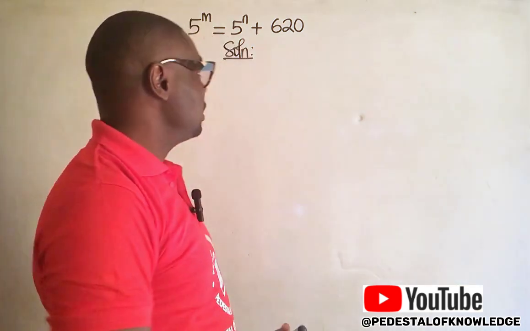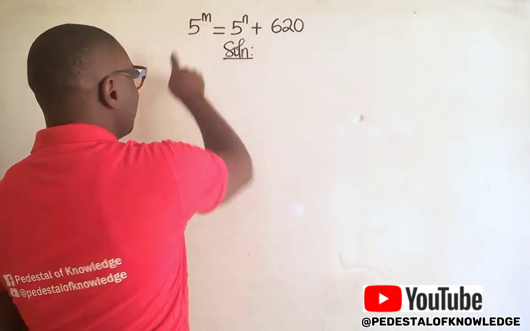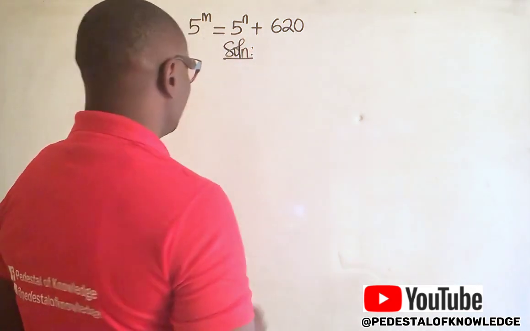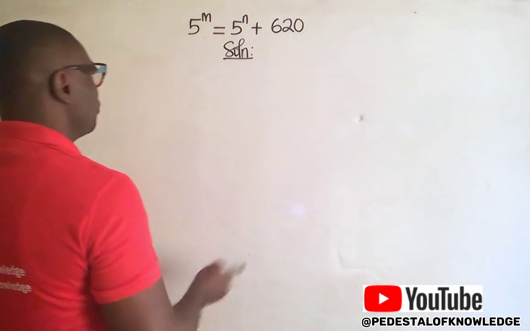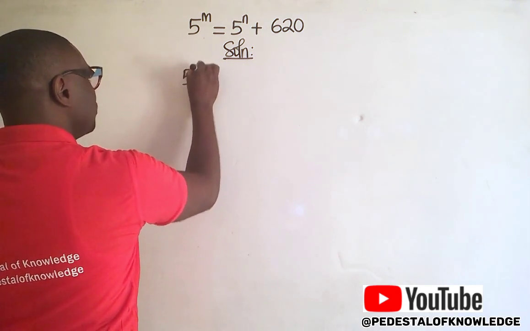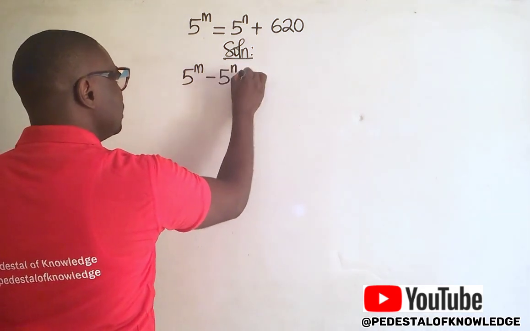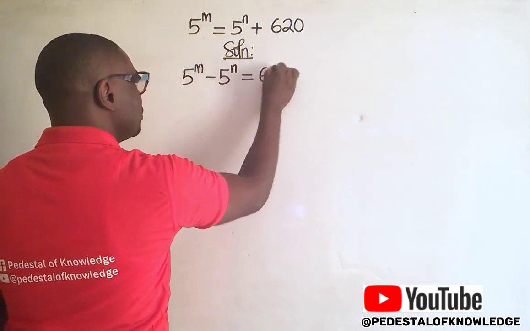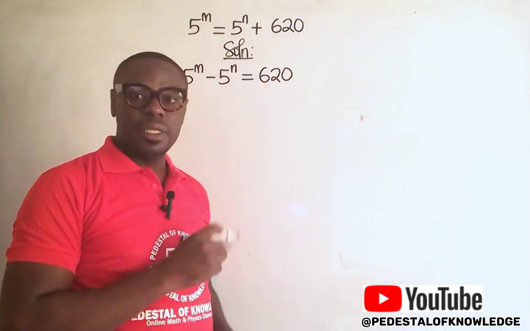Okay, now the first thing we're going to do here is to transfer 5 raised to power n to the left-hand side of the equation. And remember that when it crosses the equality sign, it will take a negative value. So we're going to have 5 raised to power m minus 5 raised to power n is equal to 620. All right. Now, this is the first step.